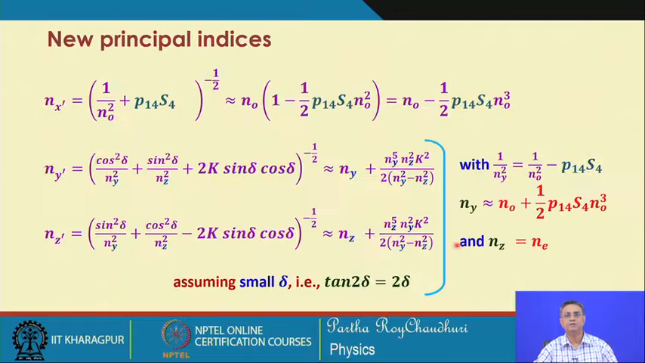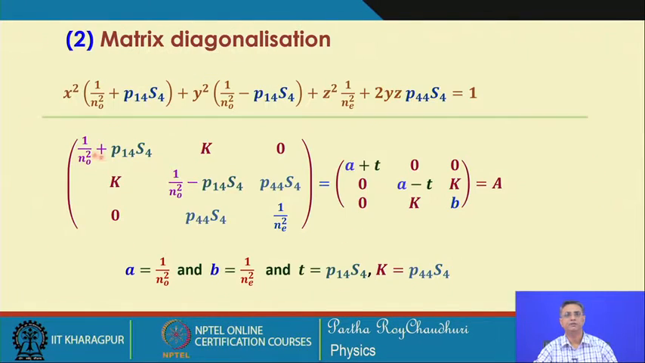Now we can evaluate with these results in hand, using this matrix diagonalization. This ellipsoid equation will lead to this impermeability matrix, which will be 1 by n_o square plus p_14 S_4. This will come from here, these are the diagonal elements, and p_44 S_4 will occupy the yz position of the off-diagonal element, the yz or zy position.